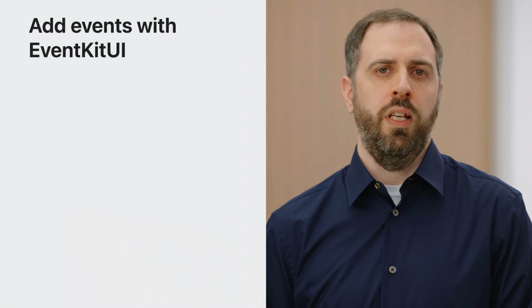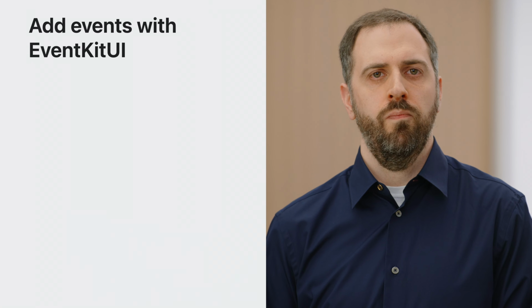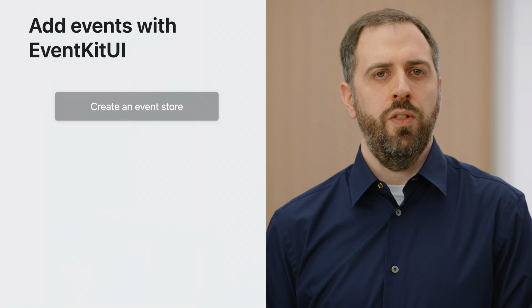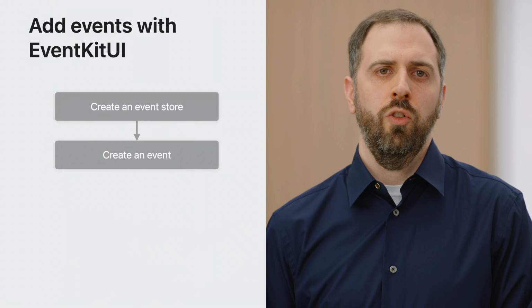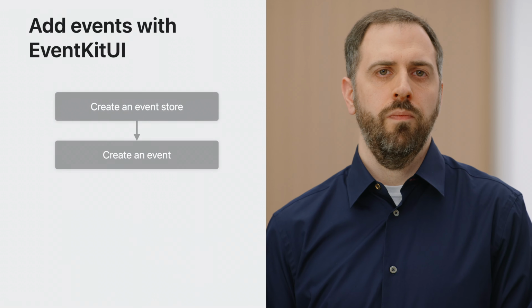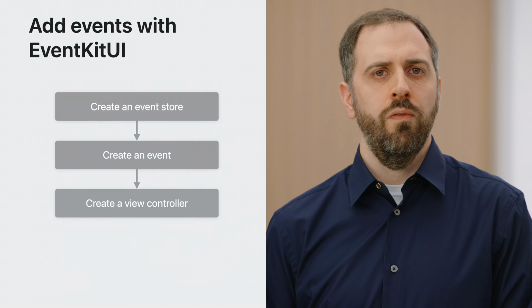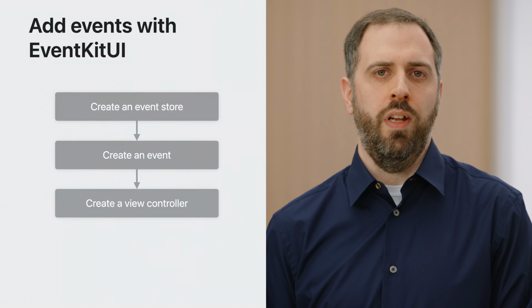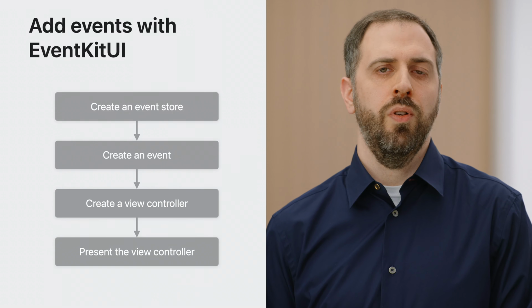Adding an event with EventKit UI is a 4-step process. First, create an event store. Next, create an event and fill in the details. Then, create a view controller configured to edit the event. And finally, present the view controller.